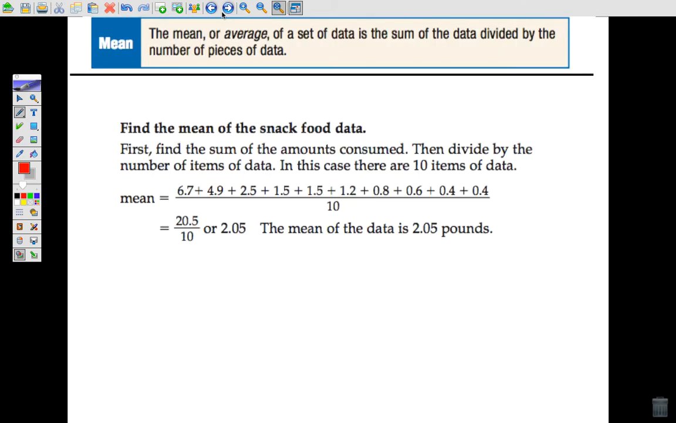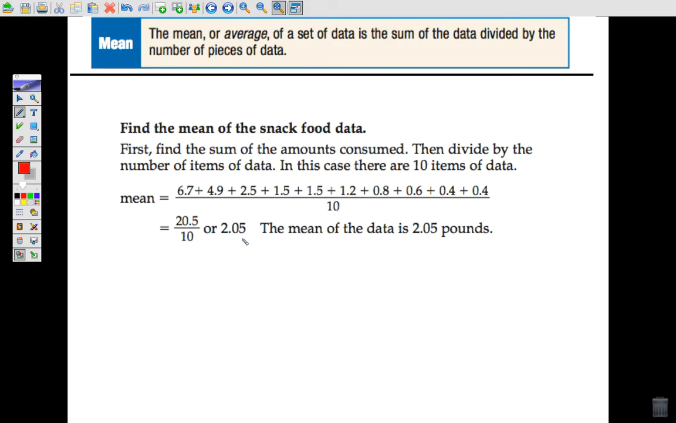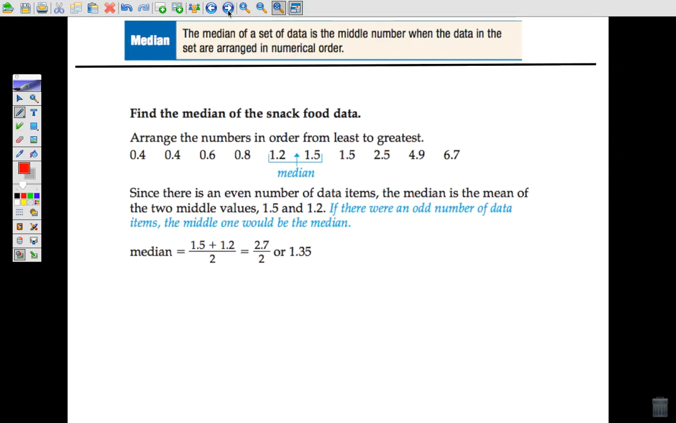So number one, the mean, which is the average. We take all of those numbers, we add them up, we get 20.5. There's 10 pieces of data. We go back, 1, 2, 3, 4, 5, 6, 7, 8, 9, 10. We divide by 10, you get an average, or a mean, which is 2.05 pounds.